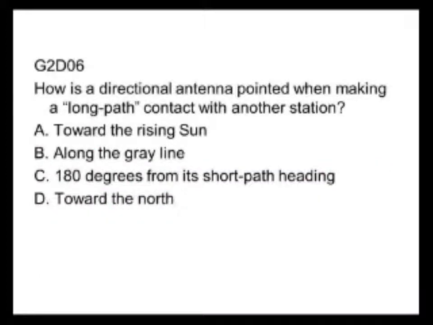How is a directional antenna pointed when making a long path contact with another station? You'll remember last week we talked about what happens if you are hearing a station through both the long path and the short path. You'll have an echo. For the long path, you're going to turn your antenna 180 degrees from the short path. You may actually find that the signal is stronger on the short path than on the long path, depending on whatever propagation is going on.